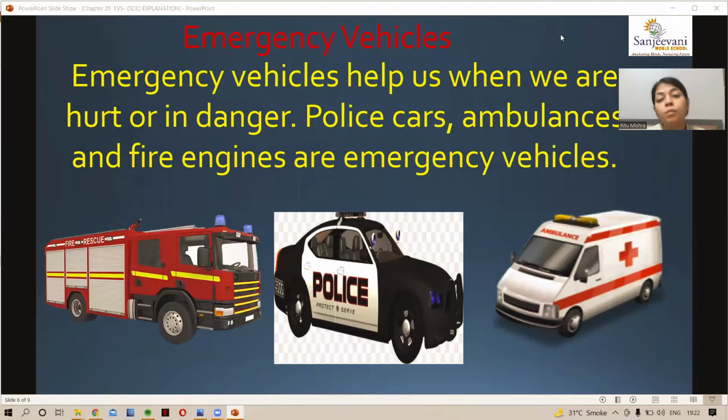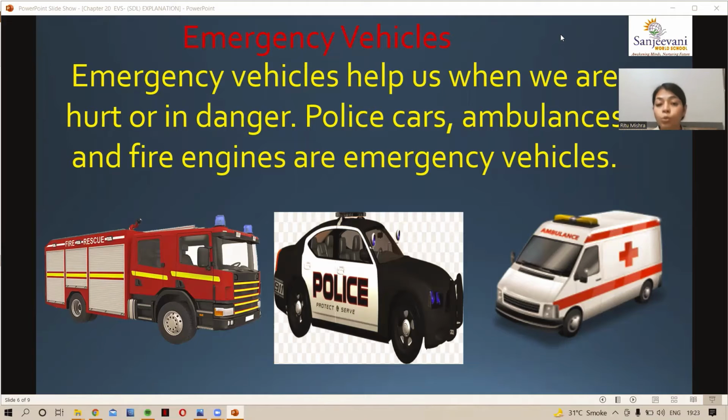The next is about emergency vehicles. Now children, there are some vehicles which are used in emergency situations. So these vehicles are called emergency vehicles. Emergency vehicles help us when we are hurt or in danger. So what are these vehicles? Police car, ambulance, and fire engines are emergency vehicles.